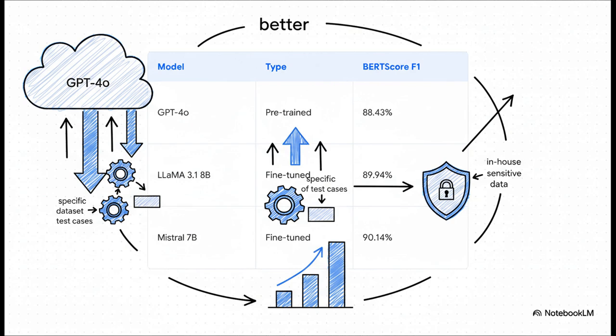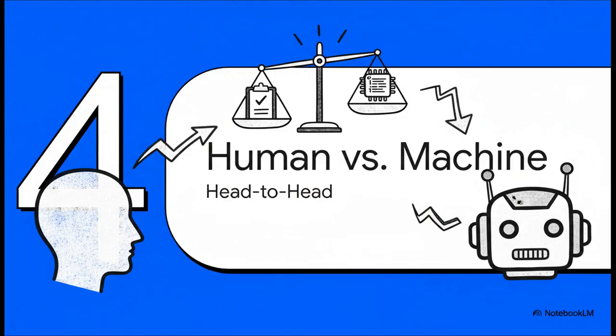This table here shows a few different AI models and their BERT score, which is basically just a fancy way of measuring how closely their generated text matches something a human would write. And the results are kind of surprising. A giant model like GPT-4o does a great job, sure. But look, smaller models like Llama and Mistral, when they're fine-tuned on specific test case data, actually do better. This is huge news for companies who want to use this kind of AI securely without sending all their secret sauce to outside servers.